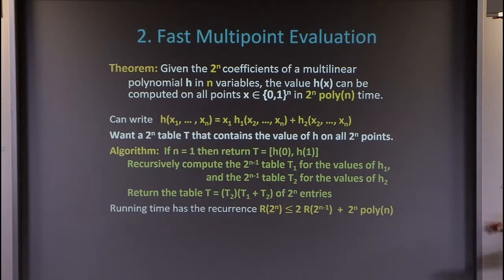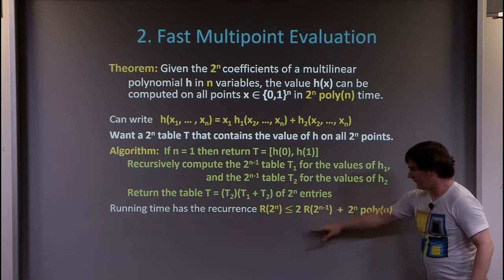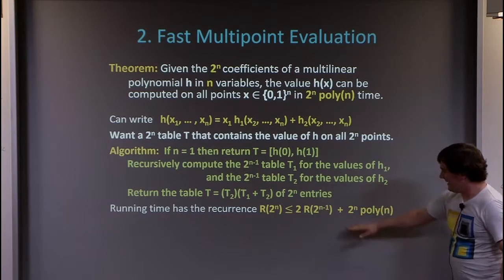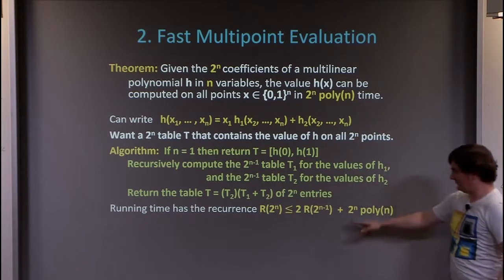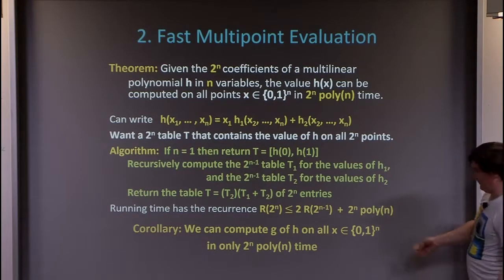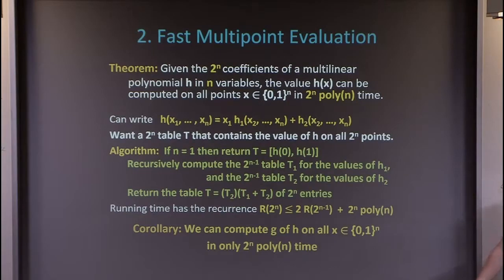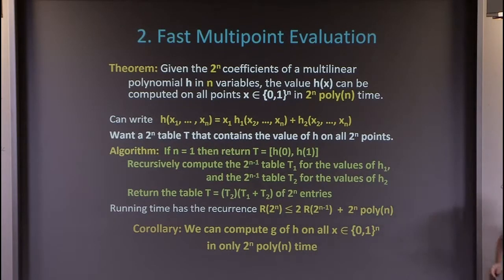Okay? So the running time has this recurrence. I want a table of size 2 to the n. I do 2 recursive calls to get tables of size 2 to the n minus 1. And I do some extra stuff, like sorting the monomials and component-wise adding, which takes 2 to the n times poly n at most. And so this recurrence just solves to 2 to the n times poly n as well, for a slightly bigger poly.